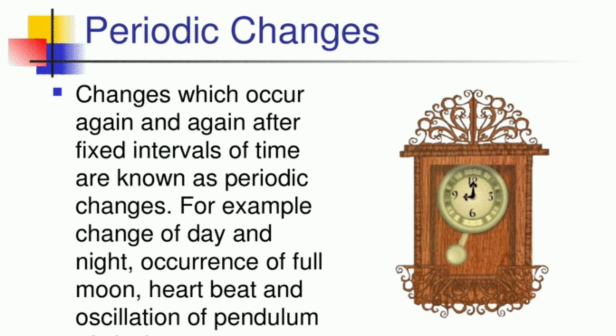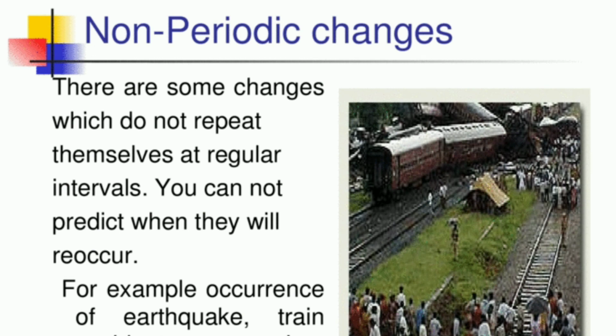There are some changes which do not repeat themselves at regular intervals. That means they won't repeat. In periodic changes we saw already that they happen repeatedly, but non-periodic changes won't repeat. You cannot even predict when they will reoccur. That means we can't say when it will happen. For example, an earthquake. Just think that one week back an earthquake came. Now we cannot predict when the earthquake will happen one more time.